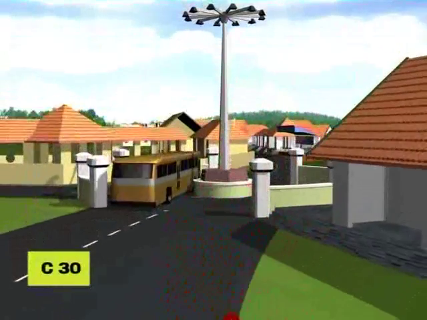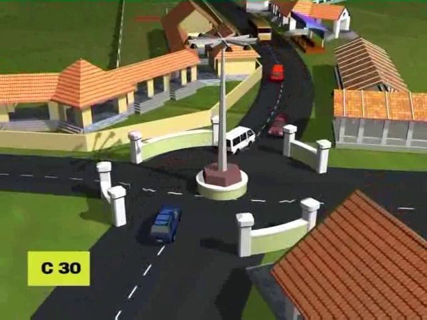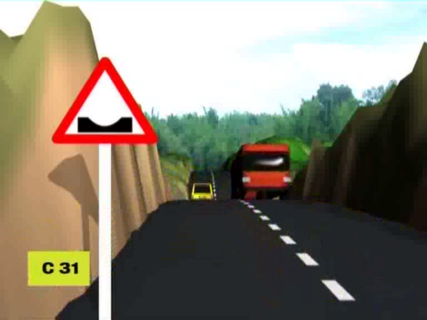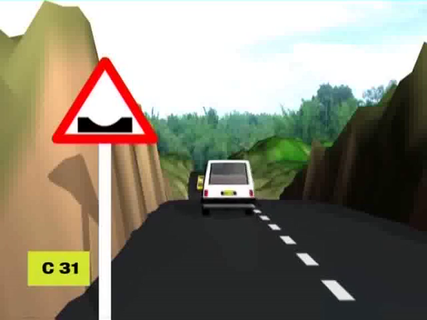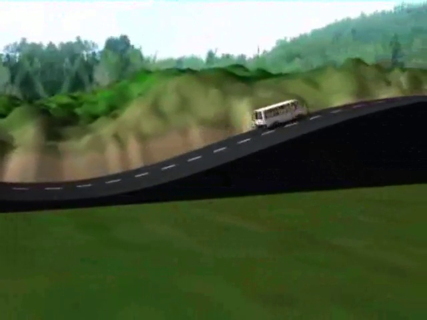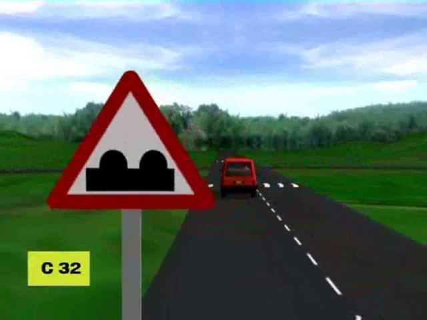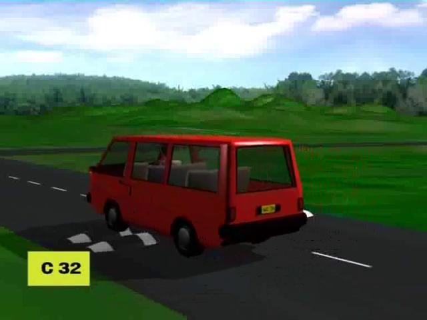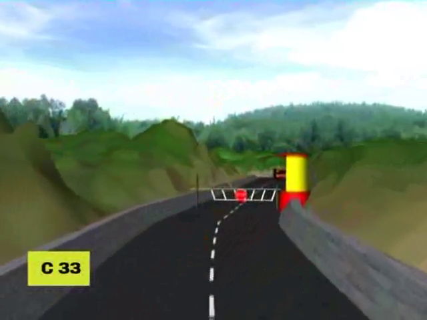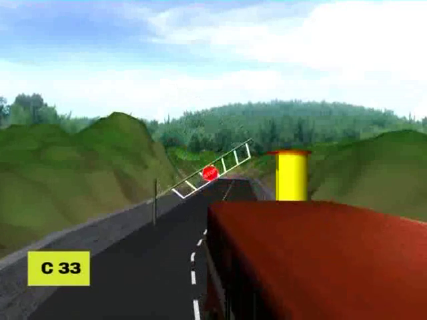C30 indicates that the vehicle is approaching a roundabout or a traffic circle. C31 cautions the driver about a sharp dip in the profile of the road where he has to slow down the vehicle and drive cautiously. C32 is erected ahead of a hump on the road meant to slow down the vehicle's speed. C33 is the cautionary sign well before a checkpoint where vehicles are routinely checked by the authorities.